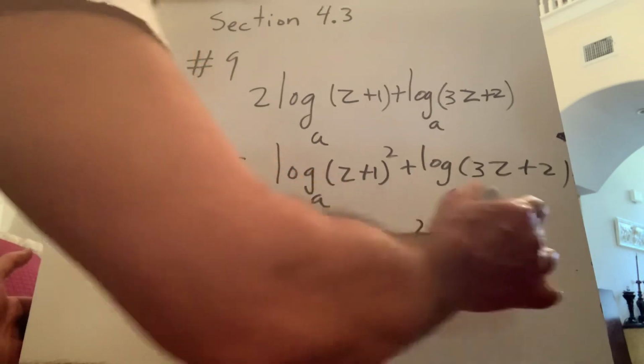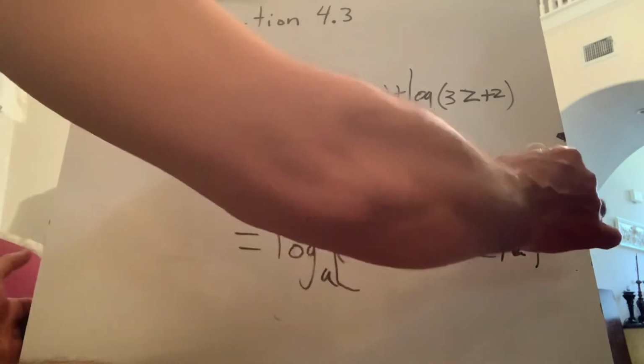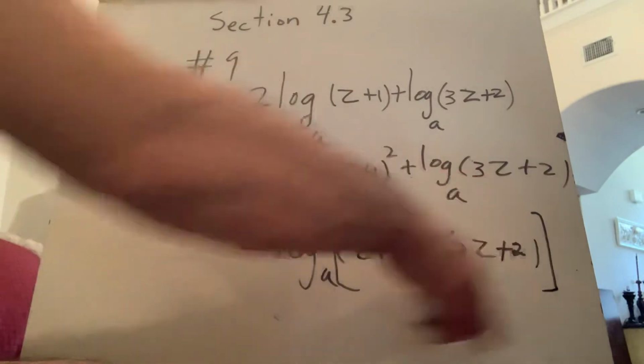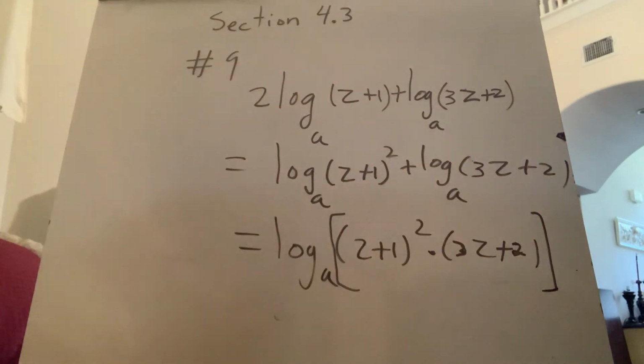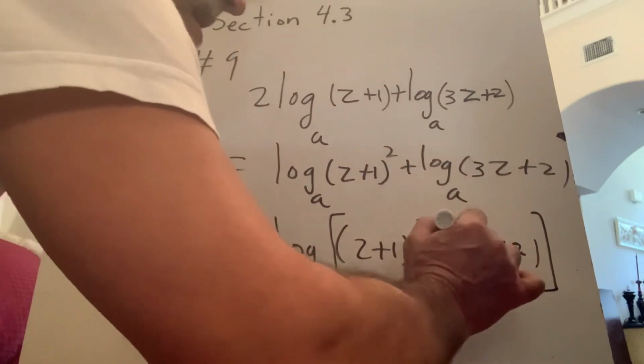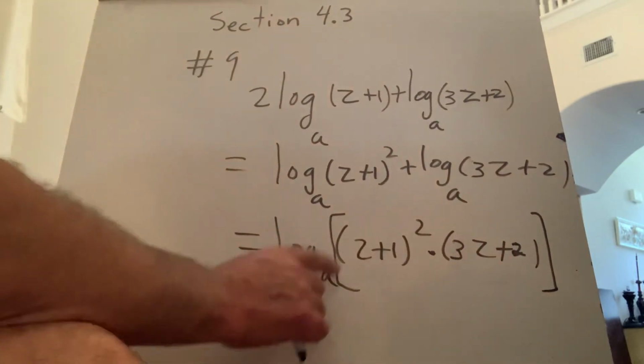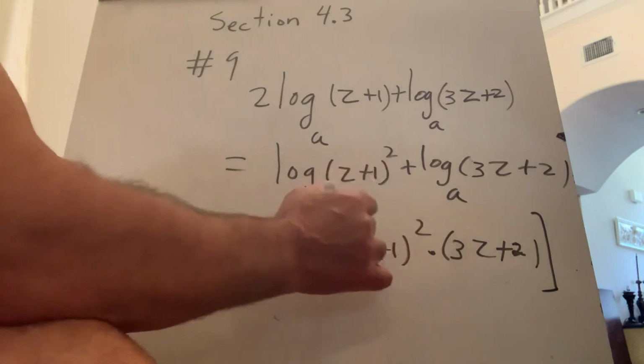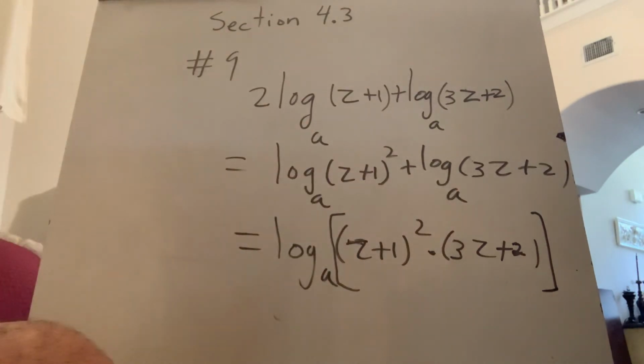That's the way you can leave your final answer. I'm just going to put a bracket around it. There's your single log with a coefficient of 1. They don't want you to expand it, so I'm just going to leave the answer like that. So the final answer would be log base A of z plus 1 squared times 3z plus 2. I hope that helps.